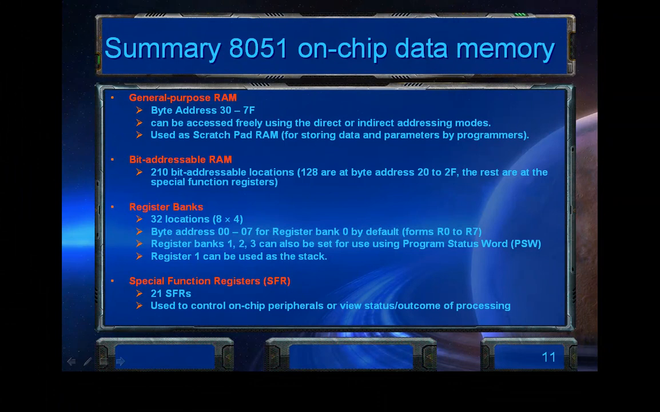Register banks. There are 32 locations for register banks. By default, bank 0 is from byte address 00 hex to 07 hex. This will form R0 to R7. These however can be changed to bank 1, 2, or 3 depending on the setting in the program status word register, or in short PSW. By default also, register bank 1 is used as the top of the stack.